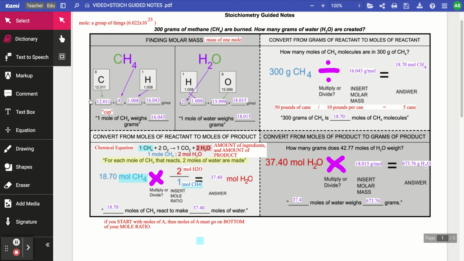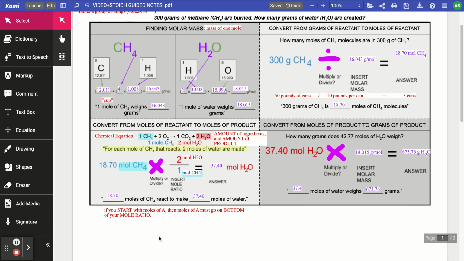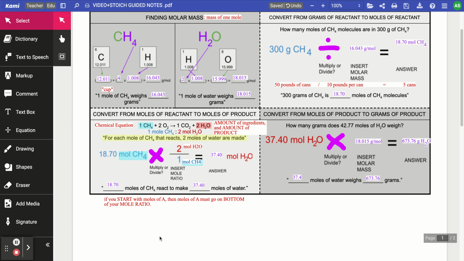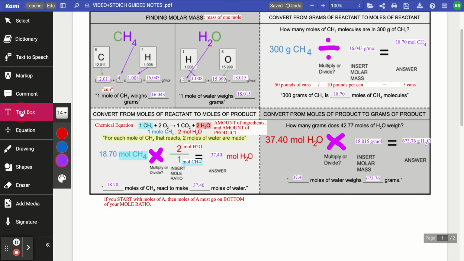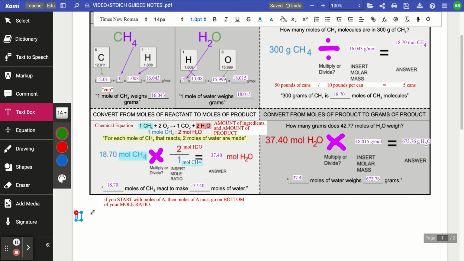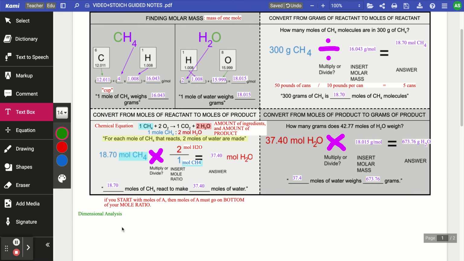Now, for those of you that are curious about that last piece, how could I do all of this all together? Let's do it. When you do it all together, it's called dimensional analysis. And this is how you'll do it if you ever take a college chemistry course. So this is just in case you're curious. And what you would do is this.